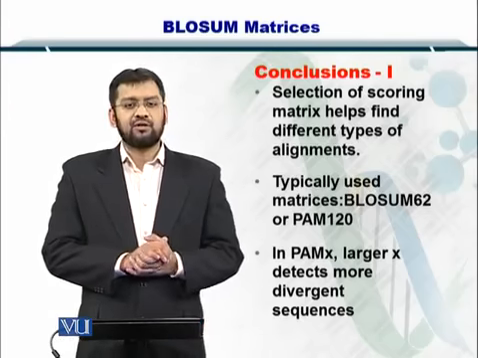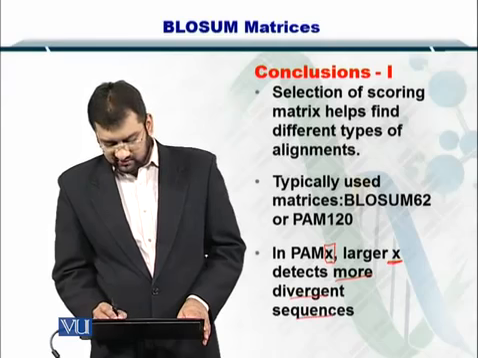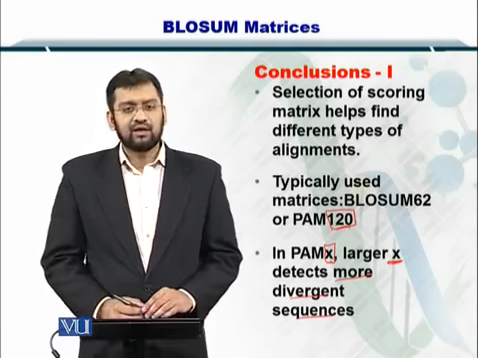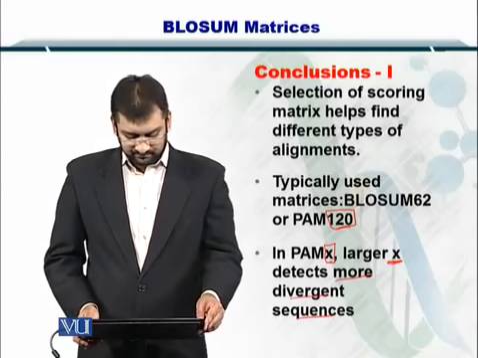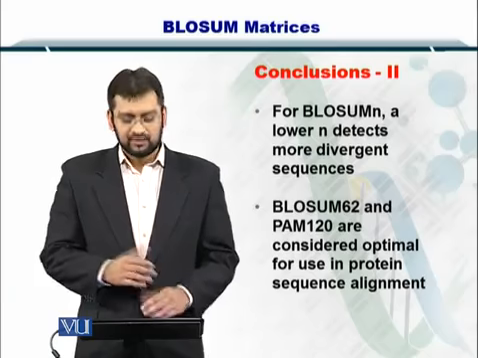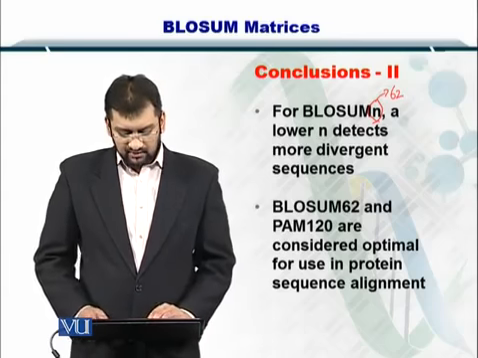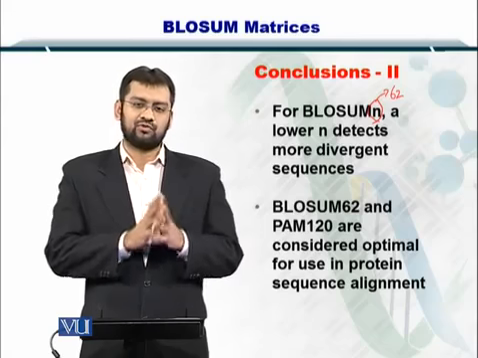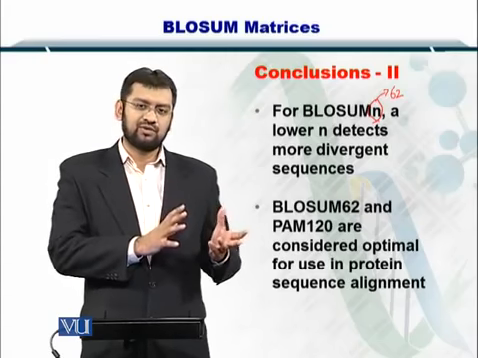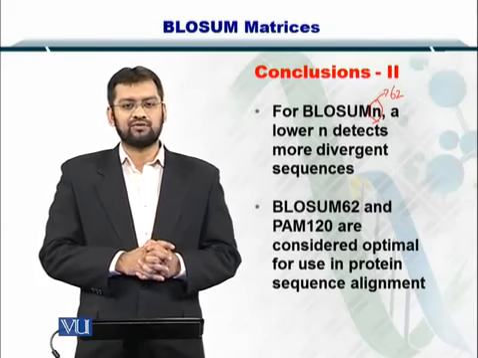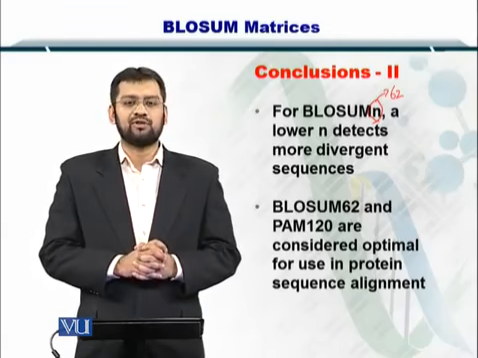Note that in PAM-X, a larger X detects more divergent sequences. So PAM 120 can have a very good resolution as compared to PAM 100. However, for BLOSUM N, where we were just talking about N being 62, a lower N detects more divergent sequences. If you go to BLOSUM 50, then it will be able to consider much more diversity. But if you go to BLOSUM 72 or 80, then it will not be able to cater for a lot of diversity in the sequences. So as I just mentioned, BLOSUM 62 and PAM 120 are typically used in sequence alignment scoring systems.